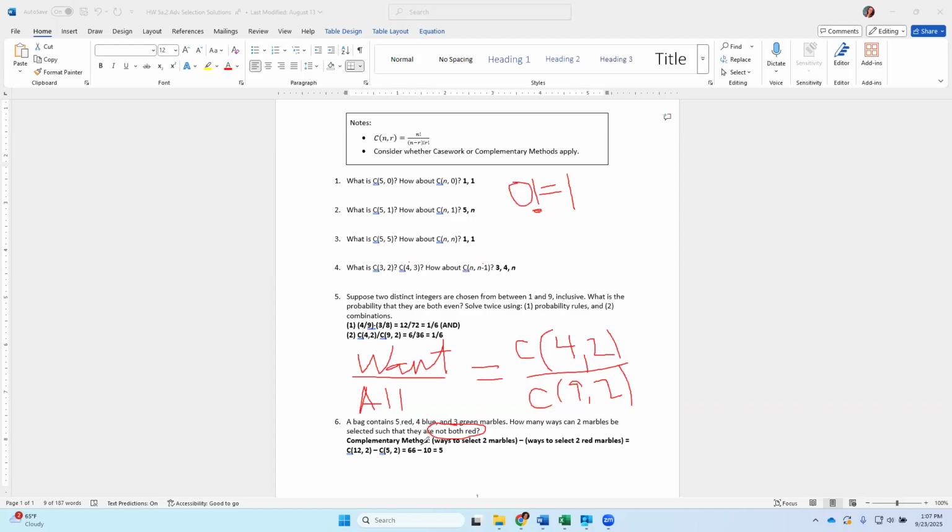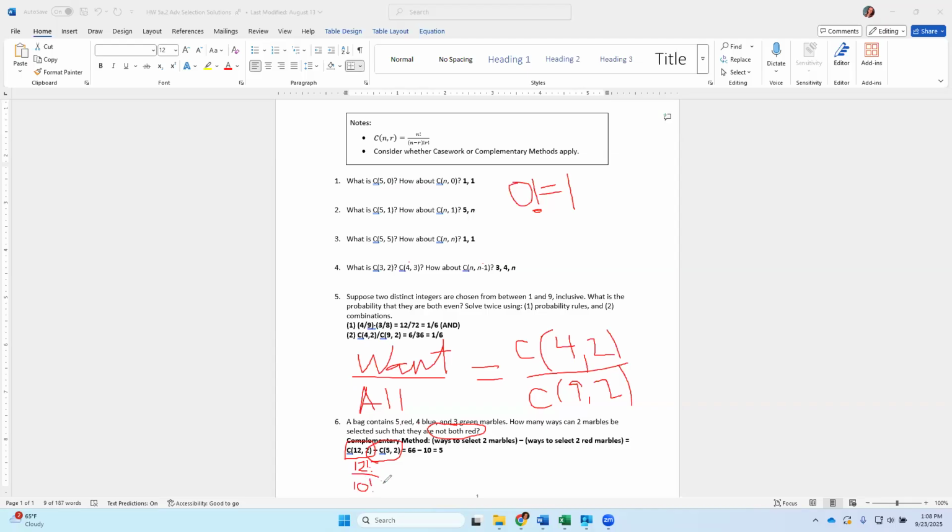So we can count all the ways to select two marbles. There are 12 marbles and we're picking two. Then we subtract out all the ways to pick two red marbles. There are 5 red marbles and we're picking two. So in class, what I'm going to have you do is you might write a combination like this, and then I'll have you remember that this is 12 factorial over 10 factorial, 2 factorial.